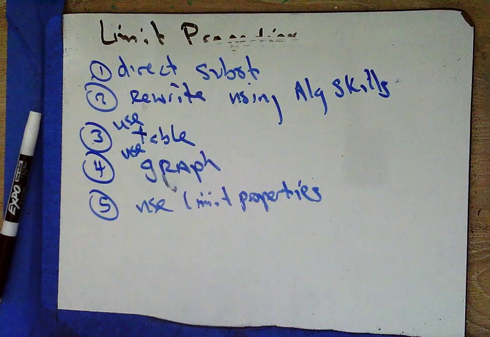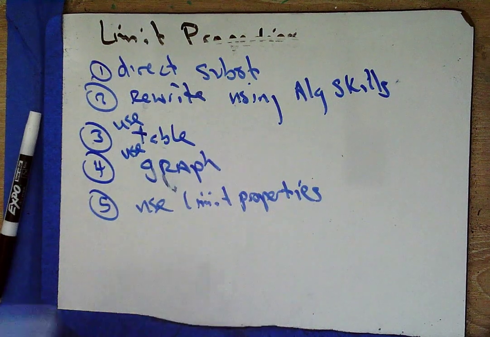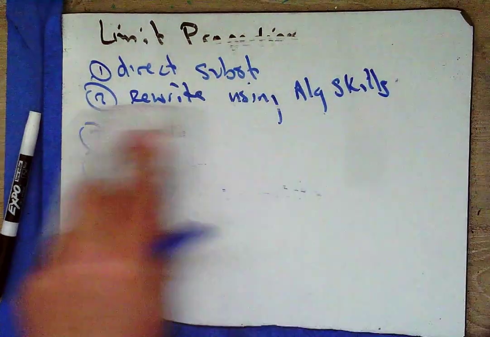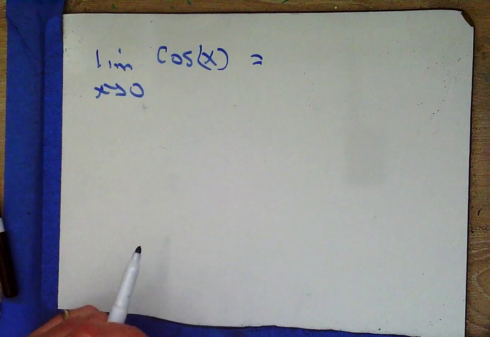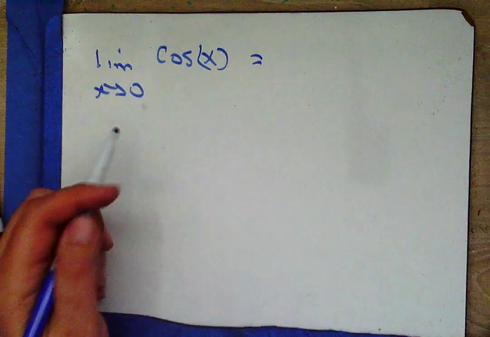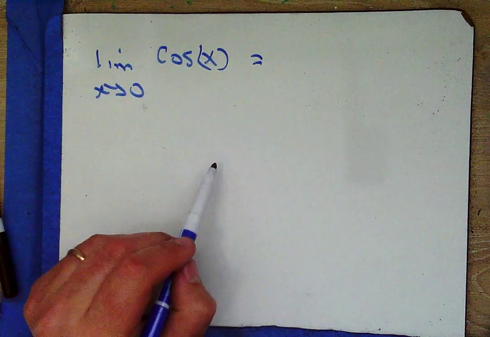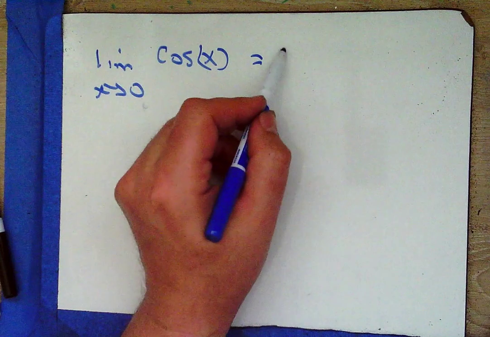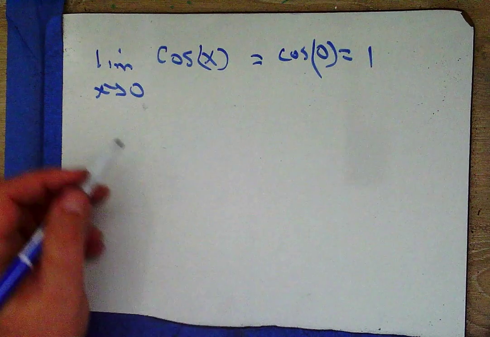So all of these are going to be tools that I can use to evaluate limits. All right, so let's see if we can see something. The limit as x approaches 0 of cosine x. What's that limit going to be equal to? Remember, we want to know what the y value is on cosine as x approaches 0. Cosine of 0 is 1. Direct substitution worked there, no problem.